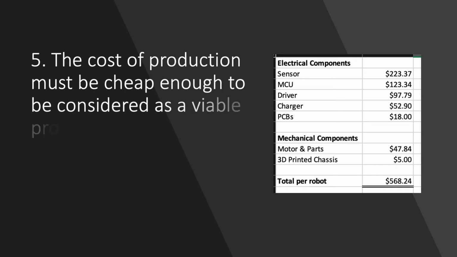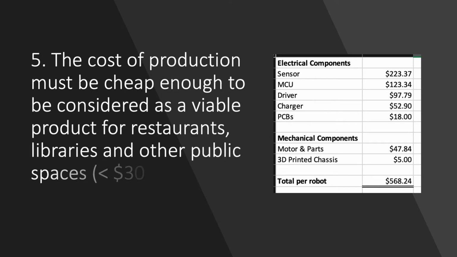Constraint 5. The cost of production must be cheap enough to be considered as a viable product for restaurants, libraries, and other public spaces, ideally costing less than $300 Canadian. Unfortunately, we were not able to meet the intended cost of $300. The main reason is that the electrical components ended up costing a lot more than expected.